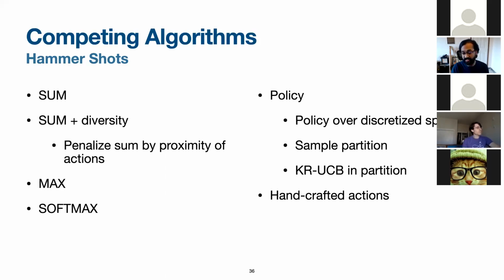We also compete against a policy. Now, this is a bit more tricky because we have a continuous space. So in order to train a policy, what we did was we discretized the space into a set of partitions. The policy then learns a probability over these partitions. During search, we sample a partition and sample a random point within that partition to get an action. And we use KR-UCB to refine the searches within partitions in order to refine the actions. We also compare against a set of handcrafted actions at each state.